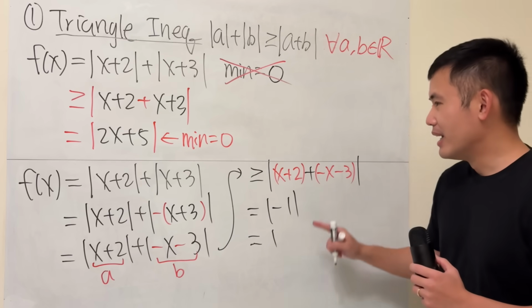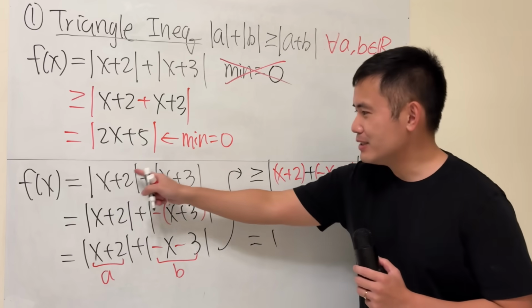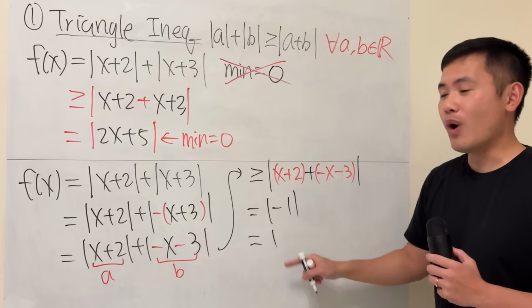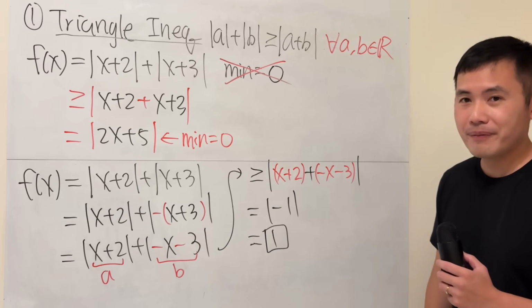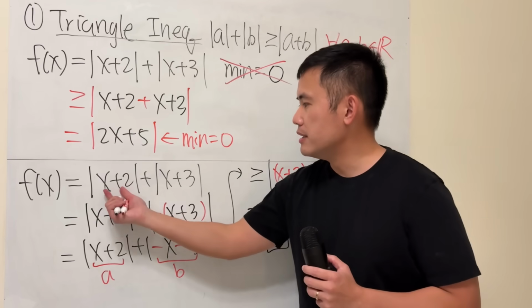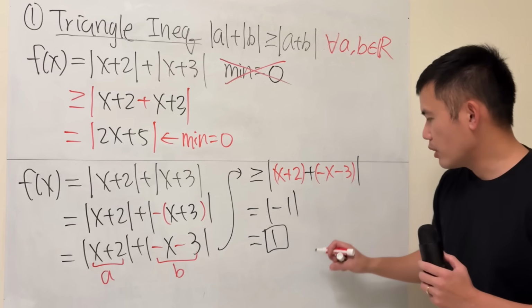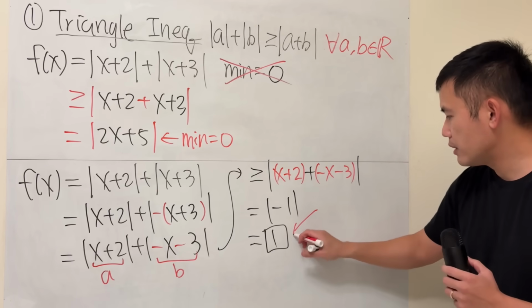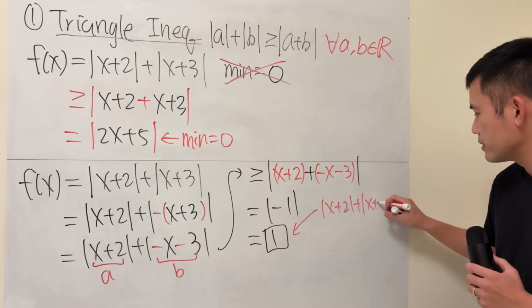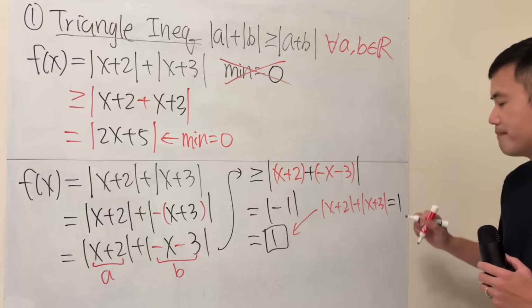And I will tell you, in fact, this right here does have the minimum value equal to 1. This is in fact 1. How though? We still have to show that this can achieve 1. And to do so, you will just have to solve absolute value of x plus 2 plus absolute value of x plus 3 being equal to 1.